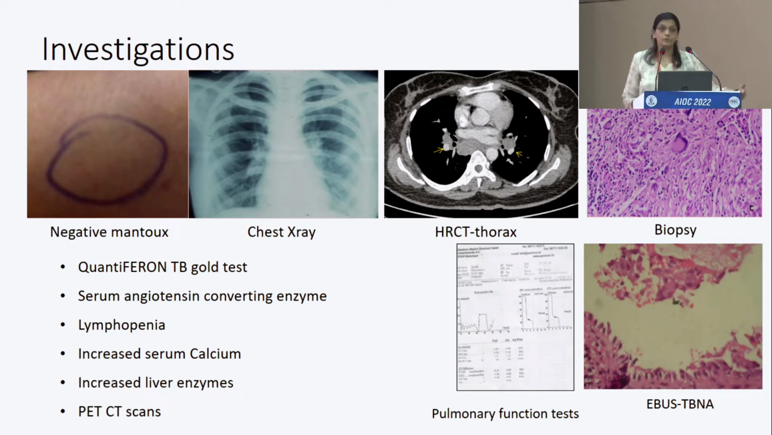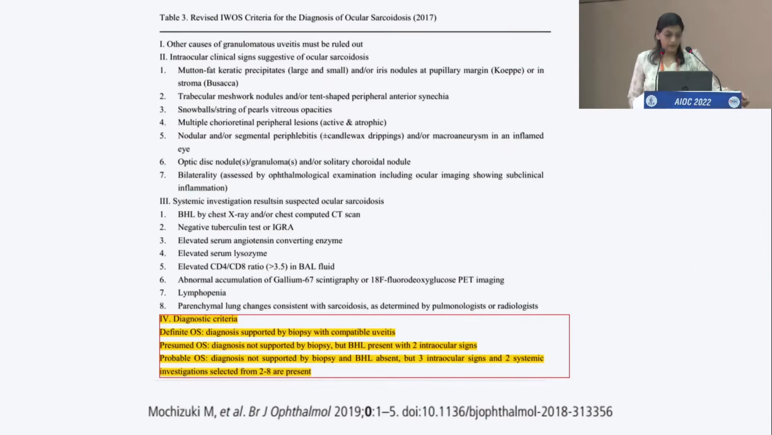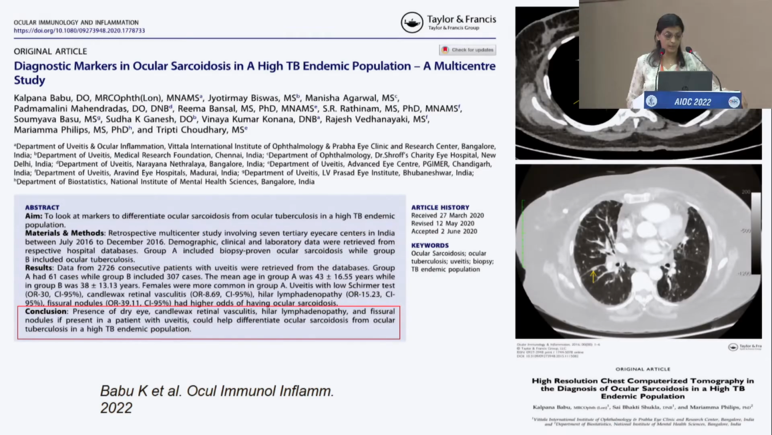As we cannot follow these patients with serial HRCTs, generally we do a baseline pulmonary function and follow them up every 6 months. Now, many times the systems are absolutely normal and it is only the eye which gets involved. And this is the revised IWOS criteria, where they have looked at clinical features as well as investigations and laid out certain criteria for ocular sarcoid. But the caveat is you need to rule out other causes of granulomatous uveitis, and this is a big challenge in our part of the world.